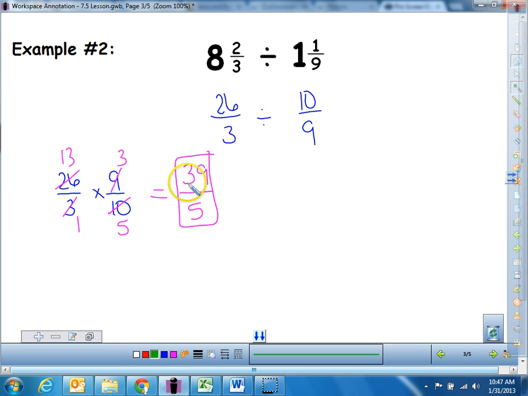5 times 7 is 35. 5 times 8 is 40. That's too much. So 7 is my whole number. 5 times 7 is 35. What's left over that I haven't used? 4. So 7 and 4/5 would be my perfect answer here.